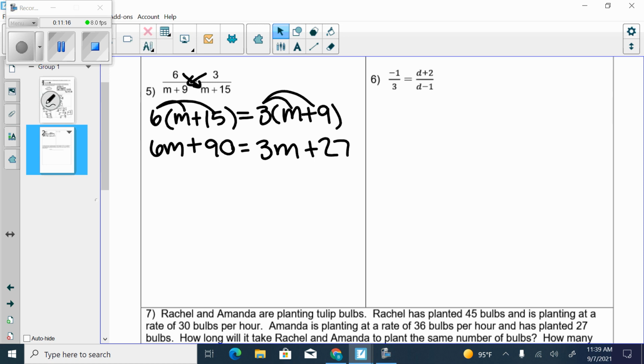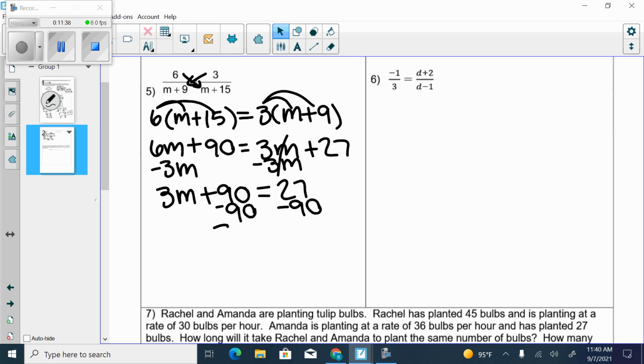Okay, so I want all the m's together, so what are we going to move? Okay. And 6m minus 3m will leave us with, good. So I got 3m plus 90 equals 27. Okay. And what do we get when we subtract? All right, and then what's our last step? Go ahead, very good. So what is m? Negative 21. Very good.